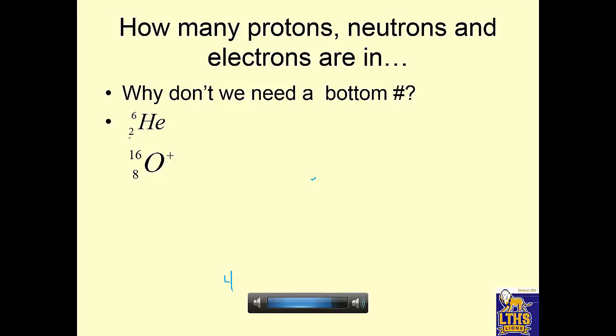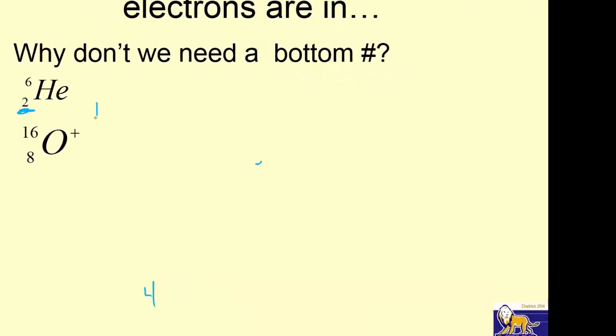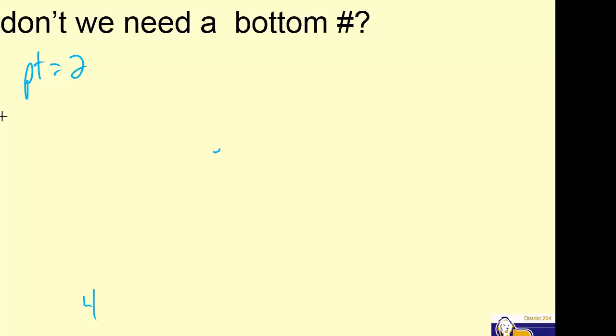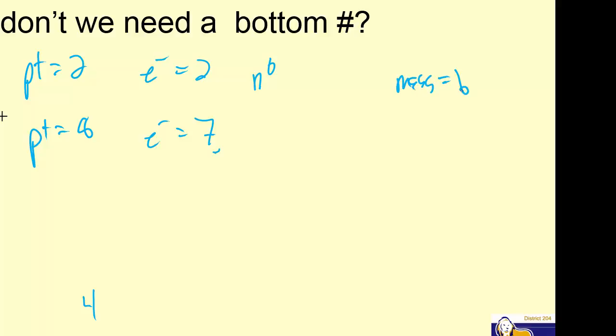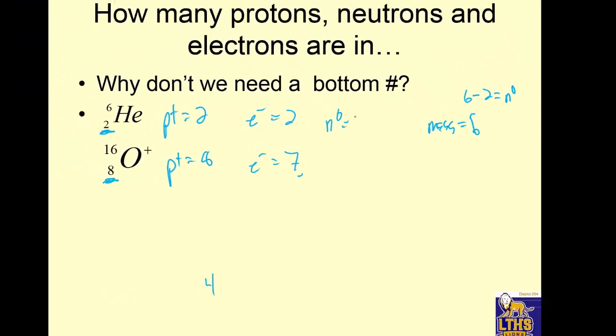Okay. So this down here is my number of protons. Protons are 2. This down here is my number of protons. Protons are 8. Okay. Electrons, remember, if I don't have a charge, it's the same. Electrons are 2. If I have a charge, electrons are not the same. So if it's positive, I have more protons than electrons. Got it. This top number is the mass. I'll go ahead and write mass equals 6. So remember, mass equals 6, and that means 6 minus 2 equals neutrons. Okay? And neutrons equal 4.